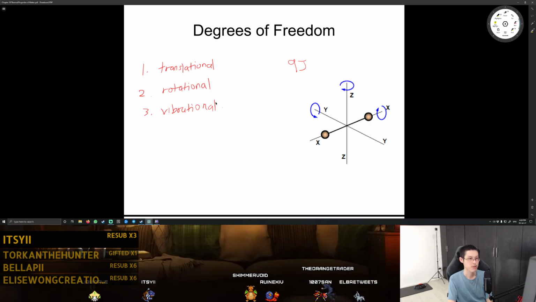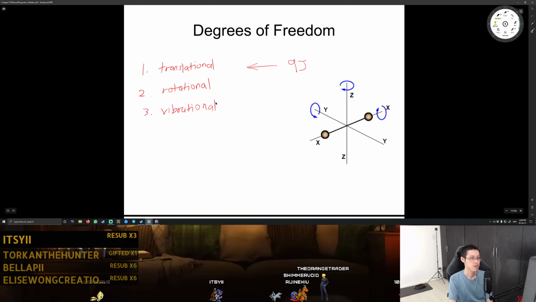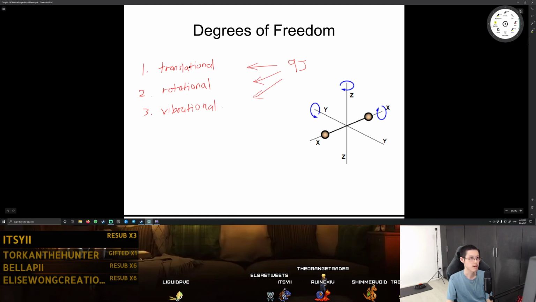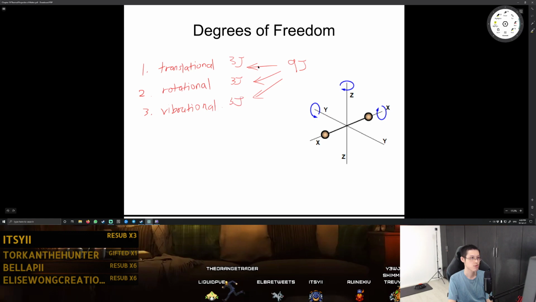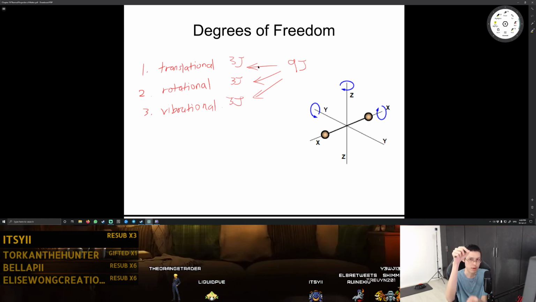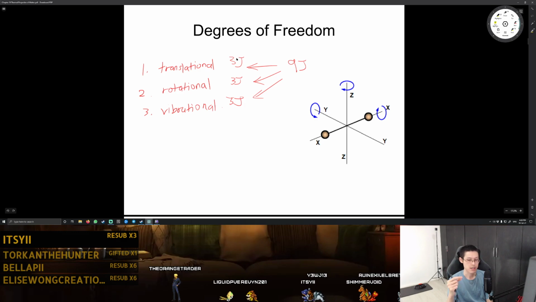So this 9 joules of energy, according to the equipartition theorem, is going to split equally into 3 modes of movement. It's going to get 3 joules in translational, 3 joules in rotational, 3 joules in vibrational. And then when we measure with our thermometer, the thermometer would only pick up on this 3 joules here. So it only increases the temperature by a tiny amount.